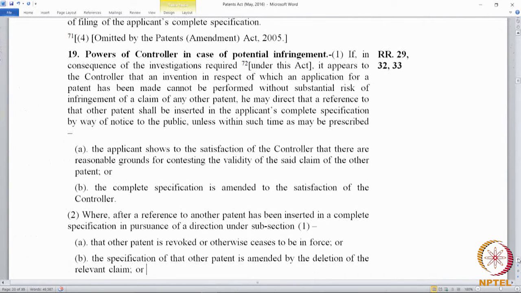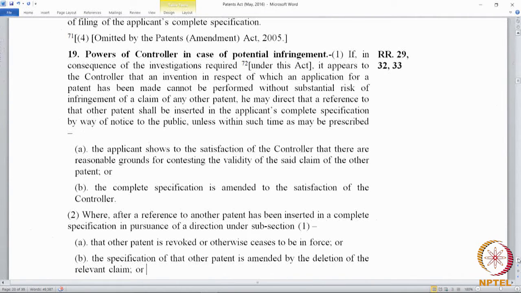19(1). If in consequence of investigation required under this Act, it appears to the controller that an invention in respect of which an application for a patent has been made cannot be performed, so we are talking about an application pending before the controller, cannot be performed without substantial risk of infringement of a claim of any other patent, which is a granted patent. This is a second patent. He may direct that a reference to the other patent shall be inserted in the applicant's complete specification by way of notice to the public.